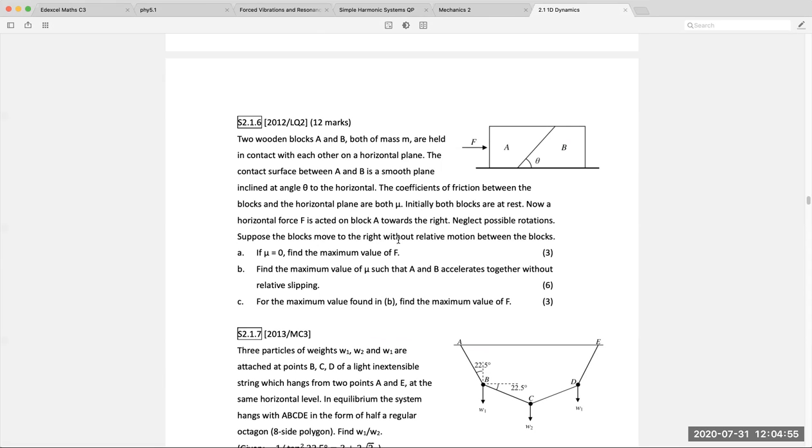Does a smooth plane mean there's no friction? So let's try to do the question part A. For part A, there is no friction everywhere.